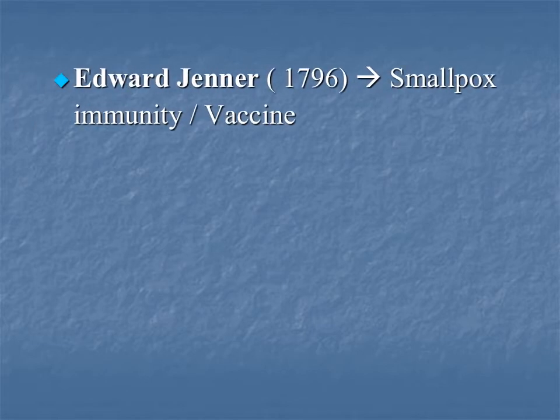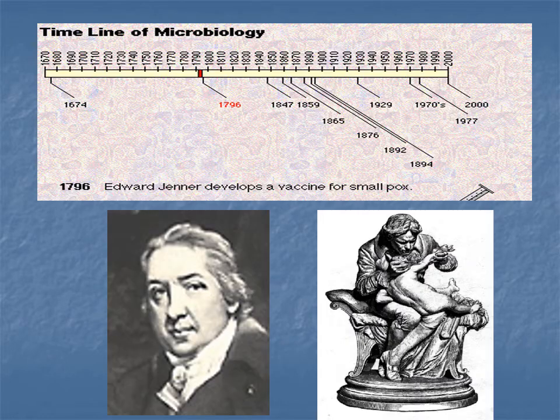Edward Jenner is the father of vaccination. He was the first scientist who created a vaccine, and it was a vaccine against smallpox. And his portrait.